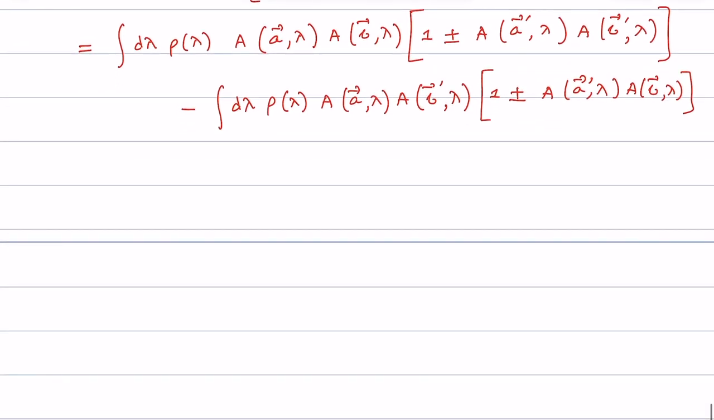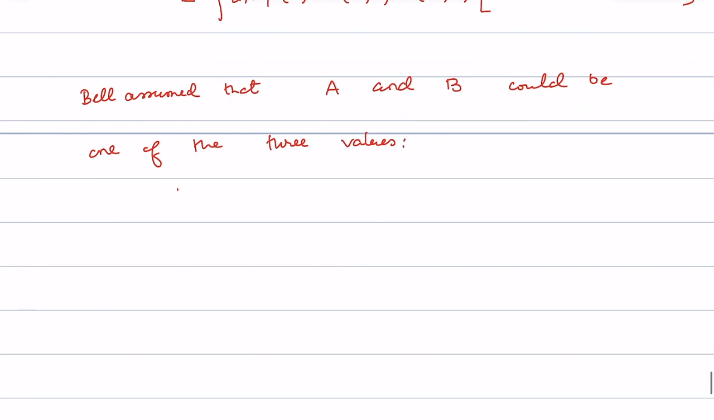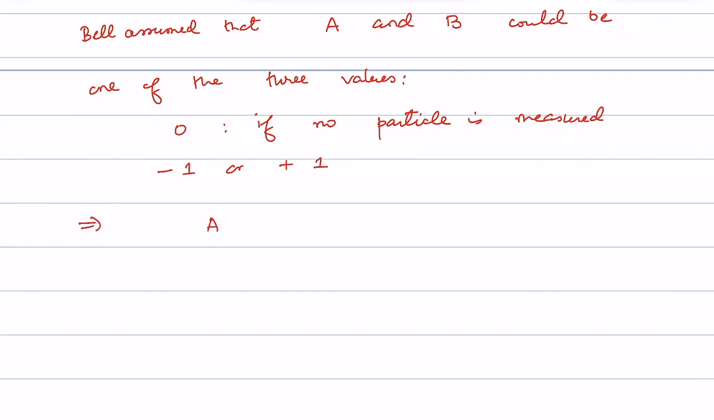And now you see that Bell assumed that A and B could have this capital A and capital B. Let me write about Bell's assumption. John Bell assumed that capital A and capital B, the measurement basically, could be one of three values, and that's pretty straightforward to understand. One value is zero if no particle is measured. If no particle is measured, then you are obviously going to get zero value, or you are going to get either spin down, that is minus one, or spin up, that is plus one, in the unit of h cross by 2. That means this implies that I can have the modulus of A less than or equal to 1 and of B less than or equal to 1.